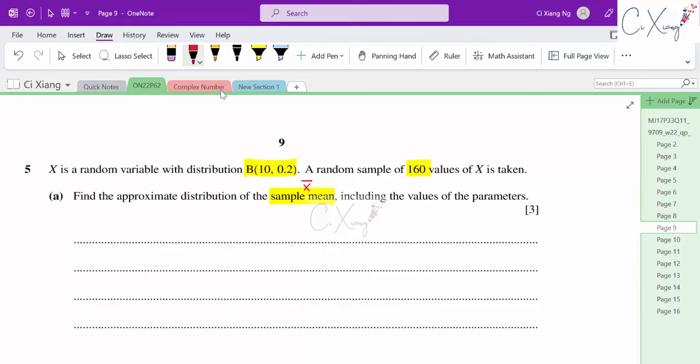Originally we are having binomial distribution for the x, but since the sample size is very large, which is 160, the sample mean for this distribution will be approximately normal. So you can write it as: the sample mean is approximately normal distributed.